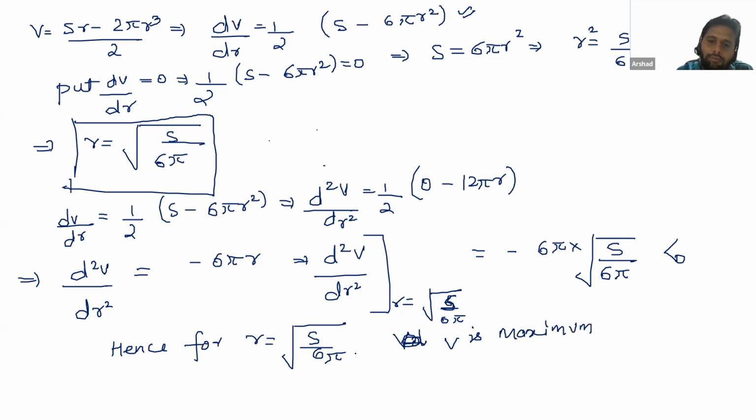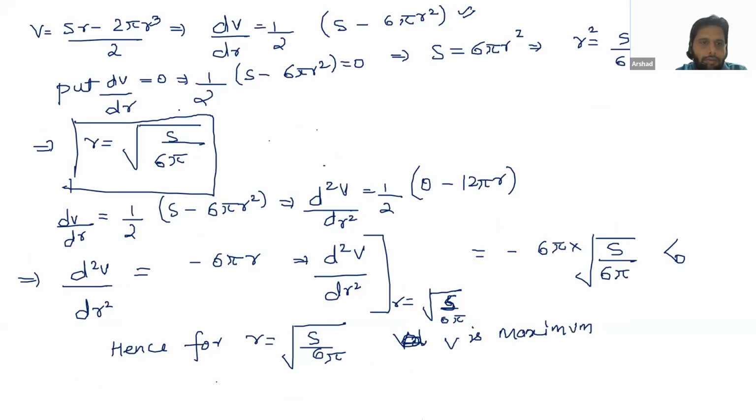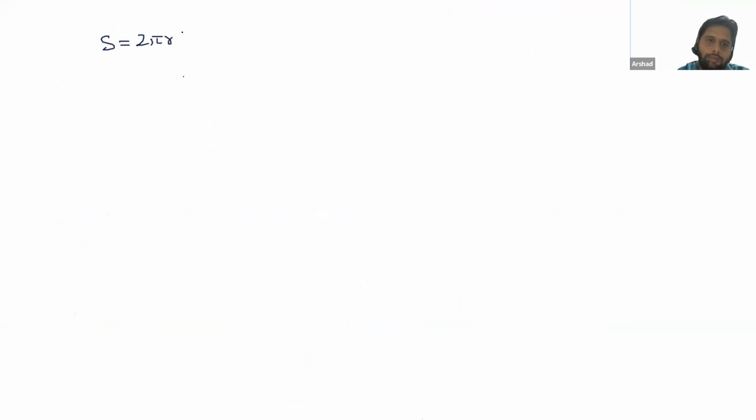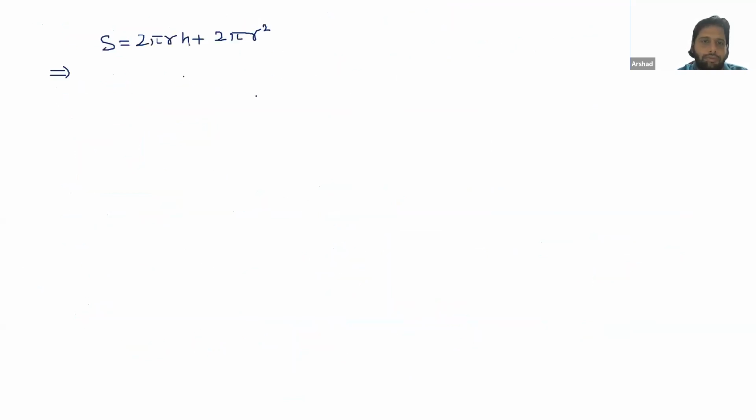Okay, now for this value, we get this r. Now we need to find the h. So what relation do we have? We have S is equal to 2 pi r h plus 2 pi r square plus 2 pi r square. Now we will put the value here, but the best thing is if we put r equal to square root of S by 6 pi, it is better to put S equal to 6 pi r square.